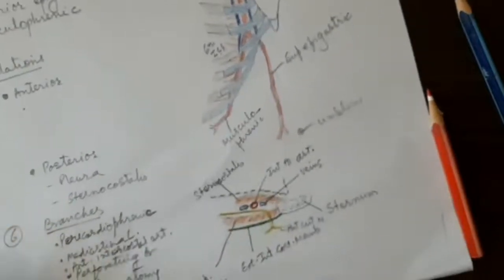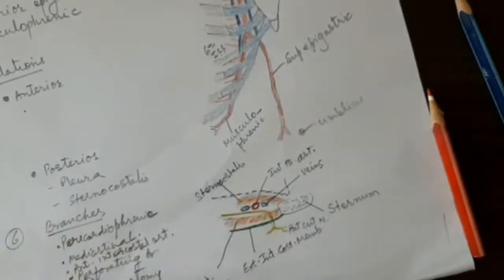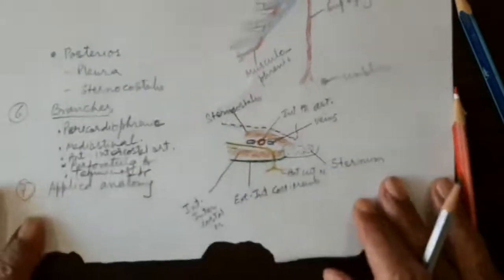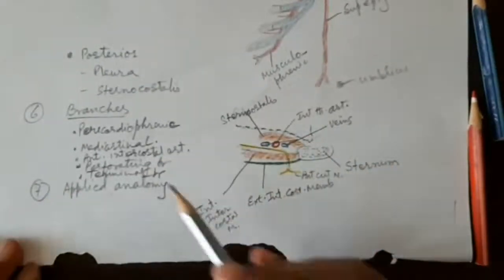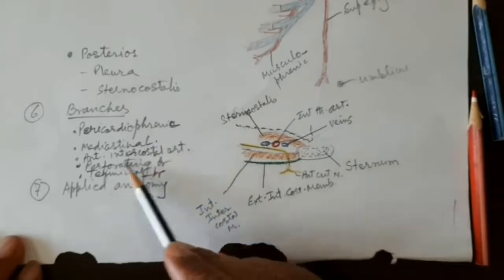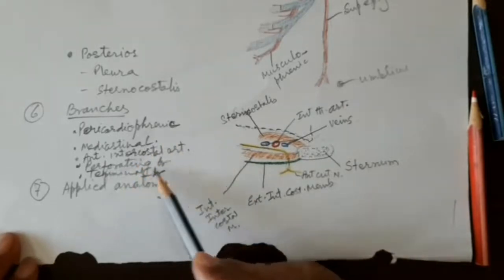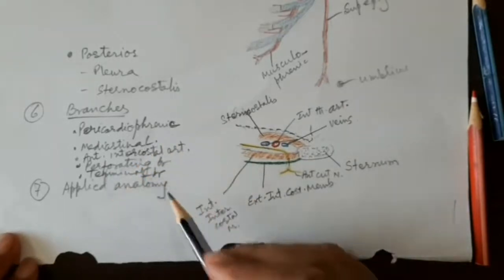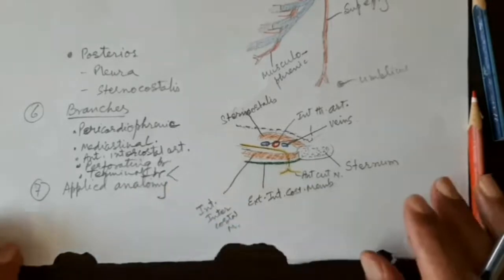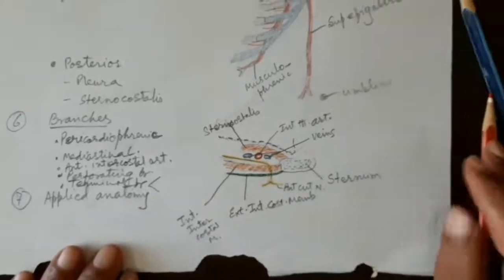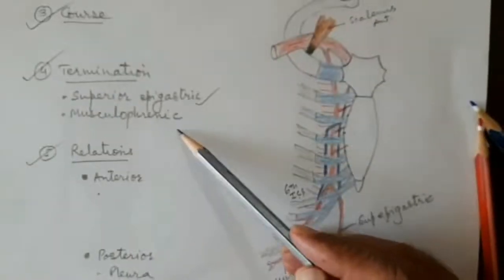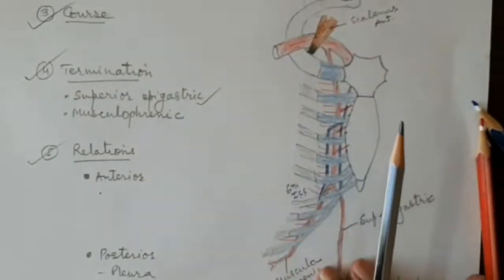Okay, and then it will divide into terminal branches. Right, these are the terminal branches. So note down all these branches: pericardiophrenic, mediastinal, anterior intercostal, perforating branches, and now the terminal branches, which are two. That is, these two branches we have already learned: superior epigastric and musculophrenic.